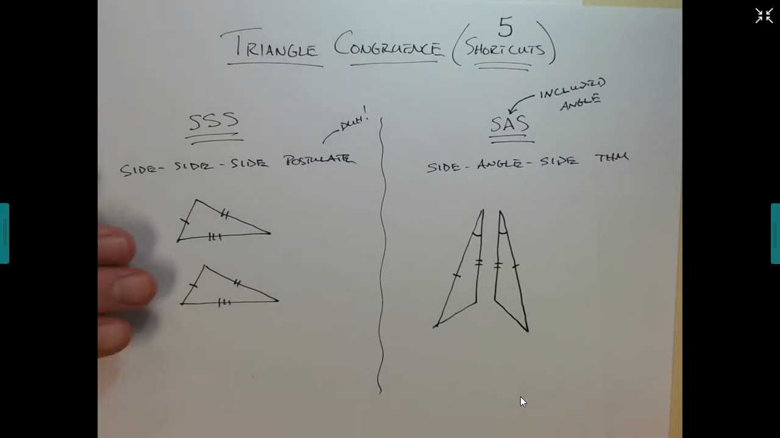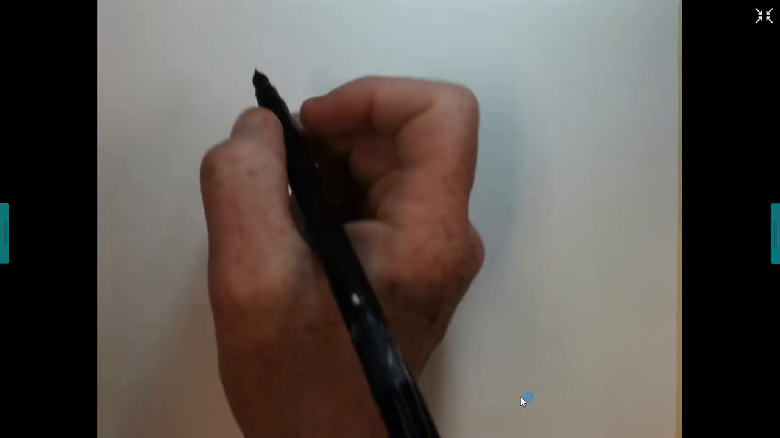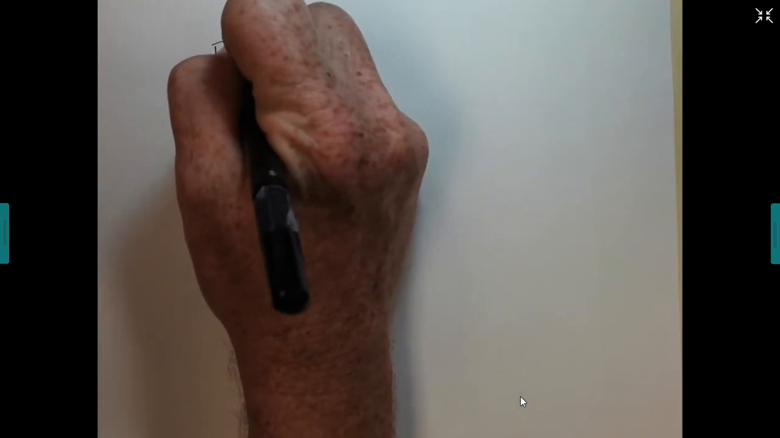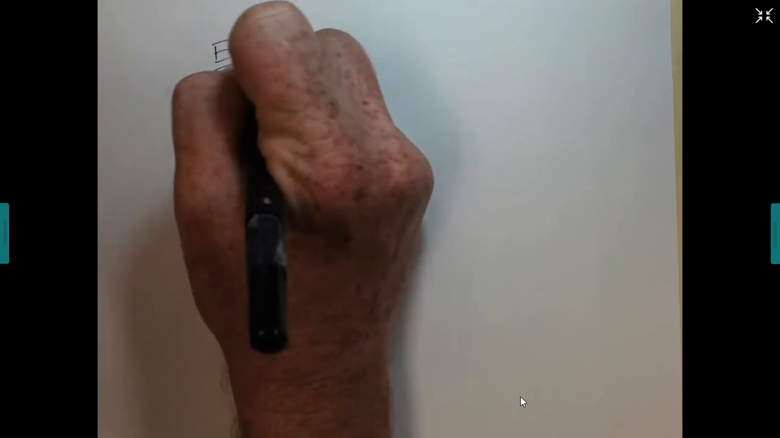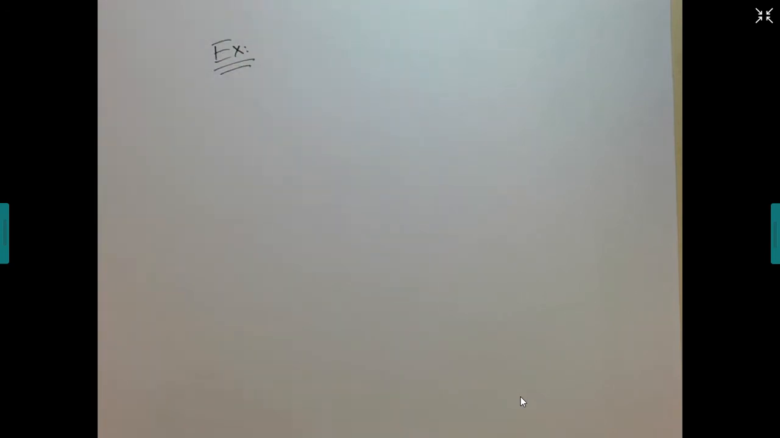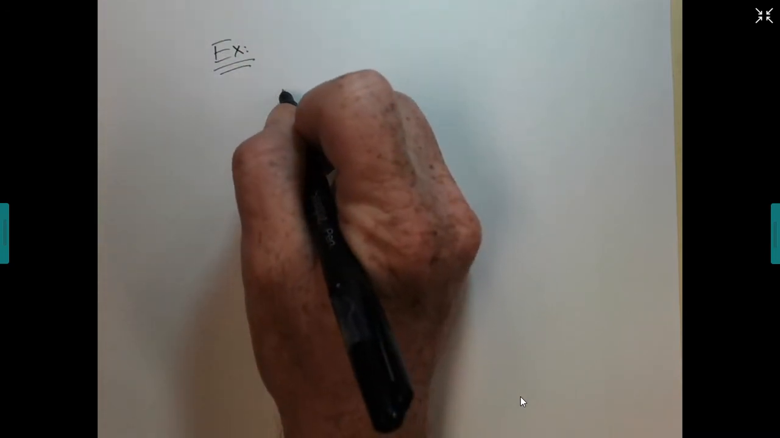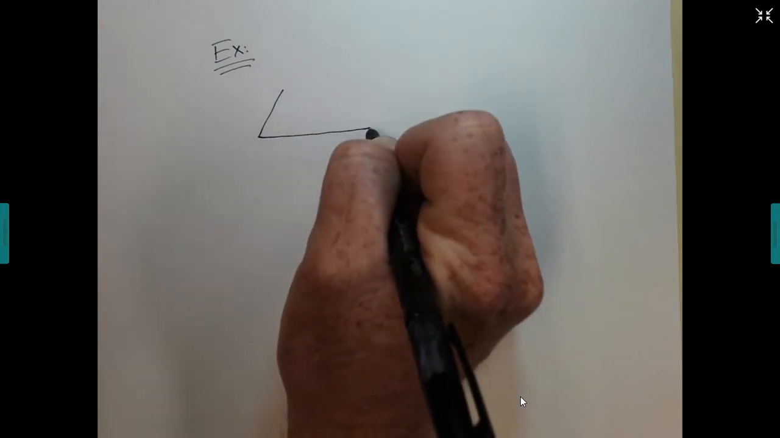So here's how this might look on a test. Here's an example, and I want to give you kind of some hints on how to look at this. Let's say we were looking at this situation here.